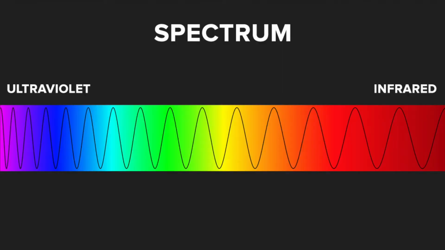Today, we're going to learn about the electromagnetic spectrum and TV remotes. Light exists on something we call the electromagnetic spectrum. It looks like this. The electromagnetic spectrum is divided up by wavelength.